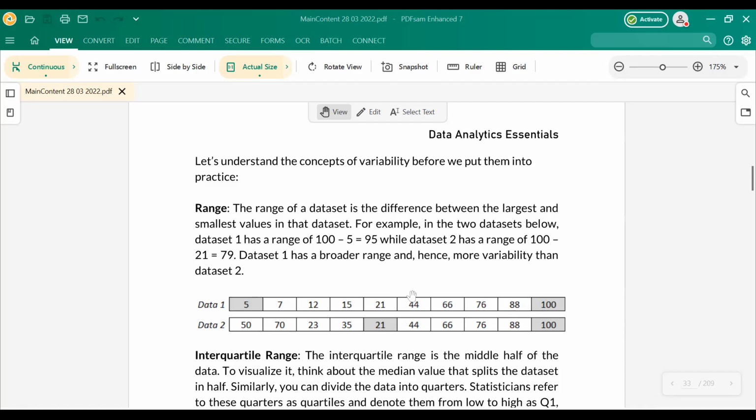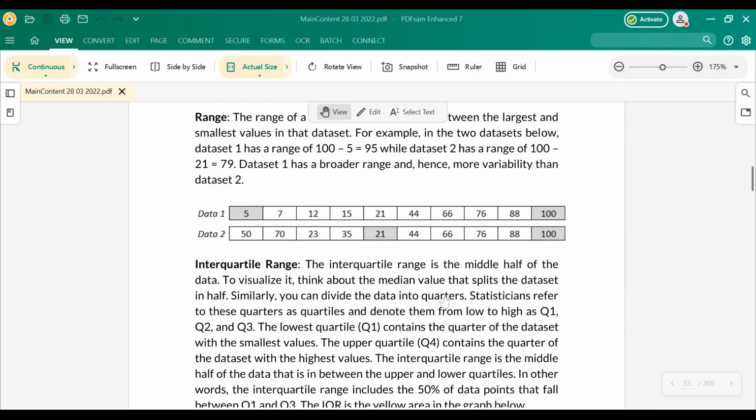Range is simple: maximum minus minimum. If you look at these two data sets, in the first data set, range is 100 minus 5, which is 95. In the second data set, 100 minus 21. In this case, the range is much less. So the spread or variability in data 2 is much less compared to data 1. Yes, everyone? Okay, so this is how range works.